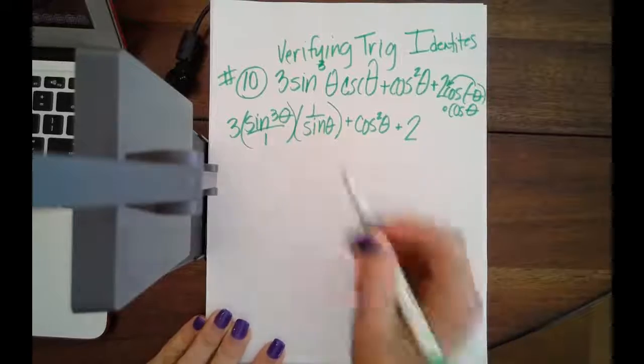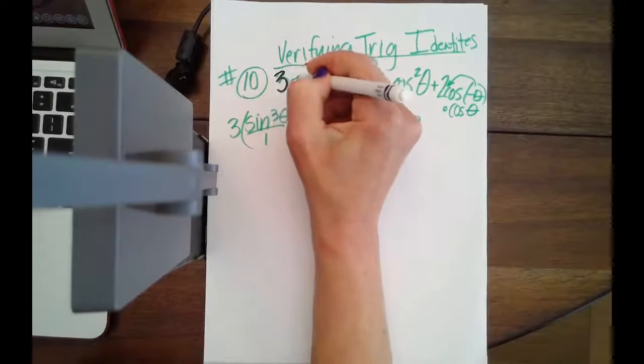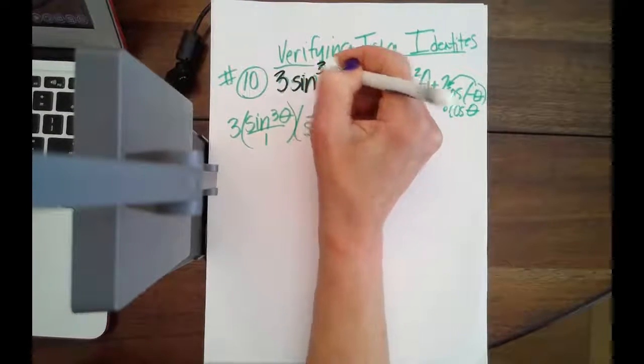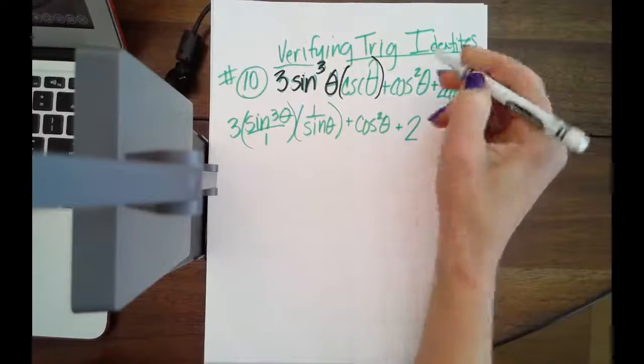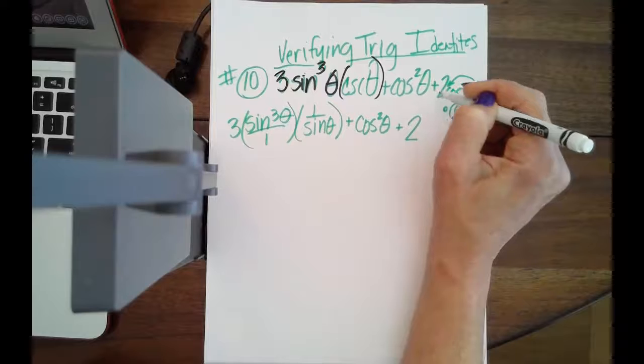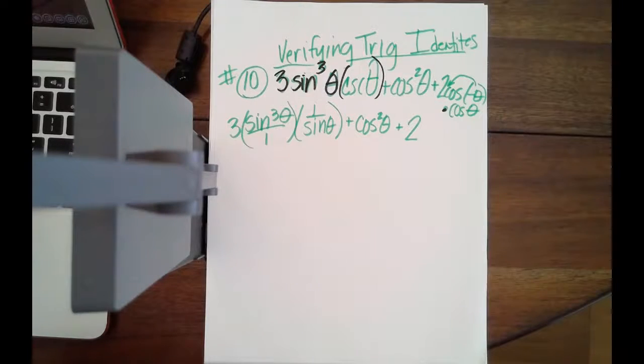Alright, this is number 10. This is verifying trig identities. Okay, let's start with this one. That is 3 times the sine cubed of theta times the cosecant of theta plus cosecant squared of theta plus 2 times cosine of negative theta times cosine theta.